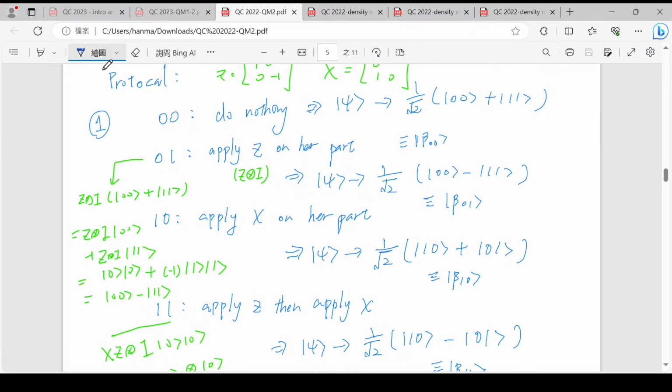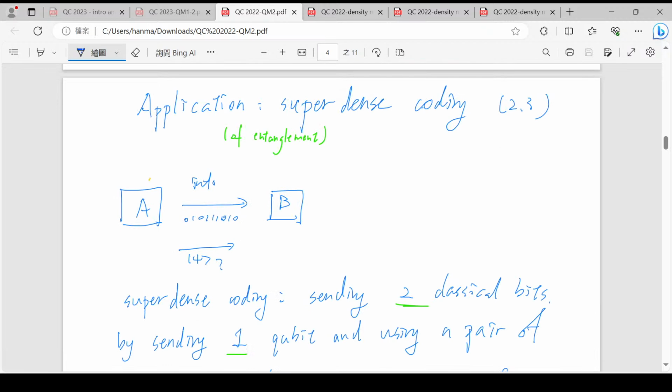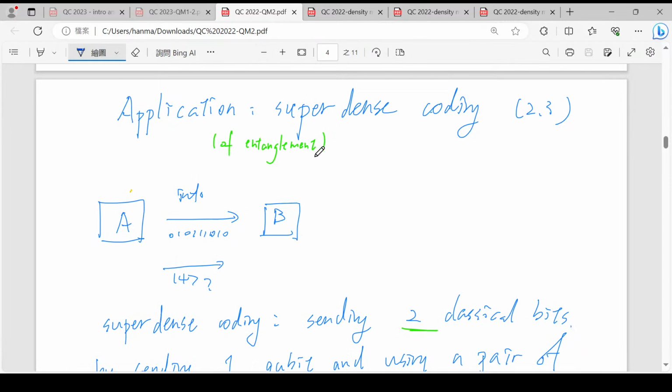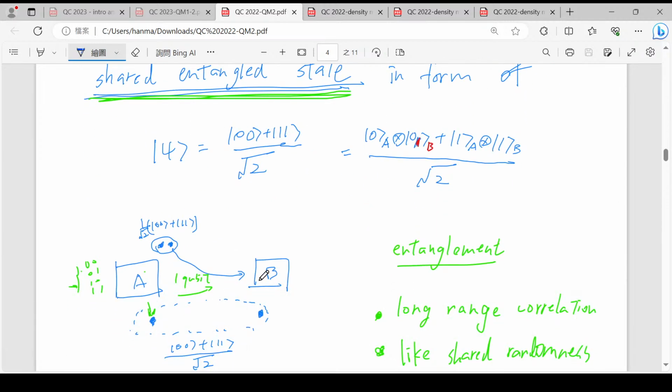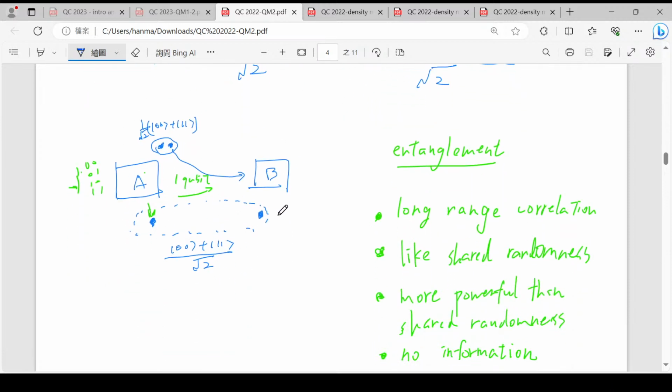So, quick review. We were going over one of the applications of entanglement, and we see that we can do superdense coding, where we send one qubit, and that allows us to send two classical bits. Alice wants to send to Bob 0100 or 011, and Alice can do this by sending one qubit, while also consuming a shared entangled state.